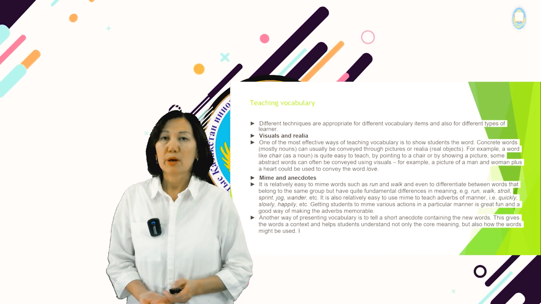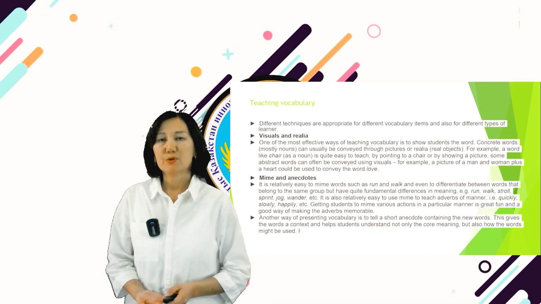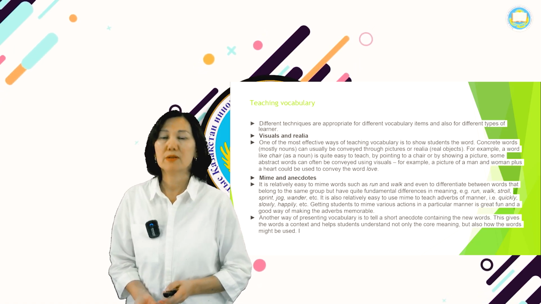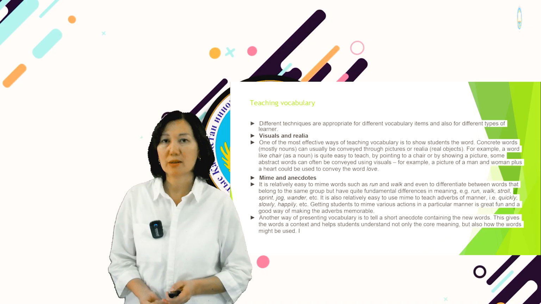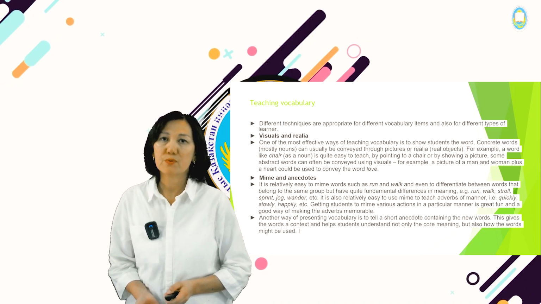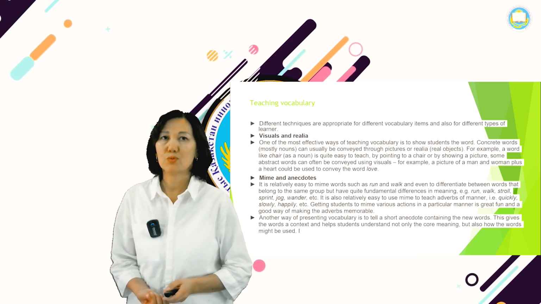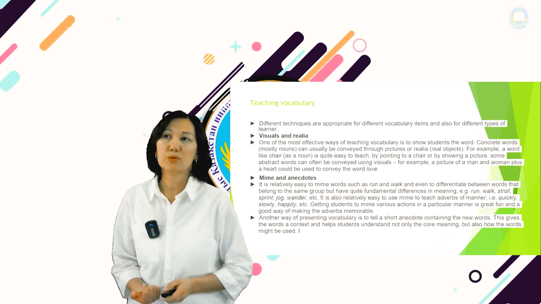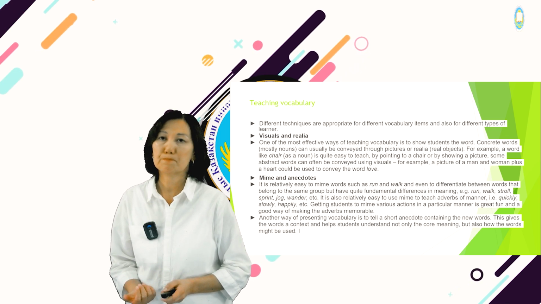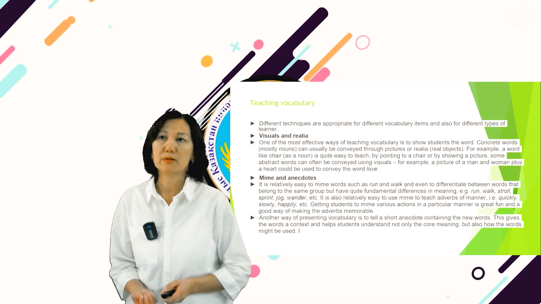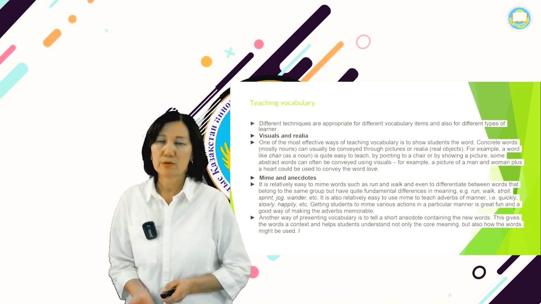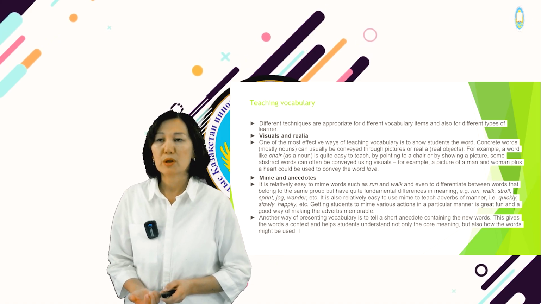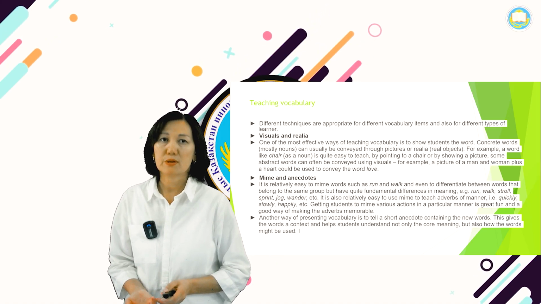So when you teach vocabulary, you have to remember the important techniques. First of all, you should use visuals and the realia. One of the most effective ways of teaching vocabulary is to show students the word, especially using realia and visuals. This works with primary children, with secondary children, and, for example, with kindergarten children.